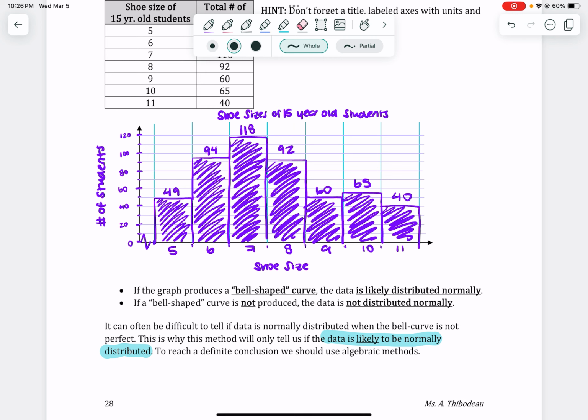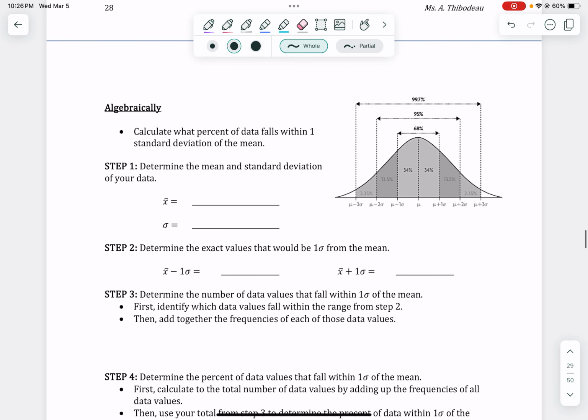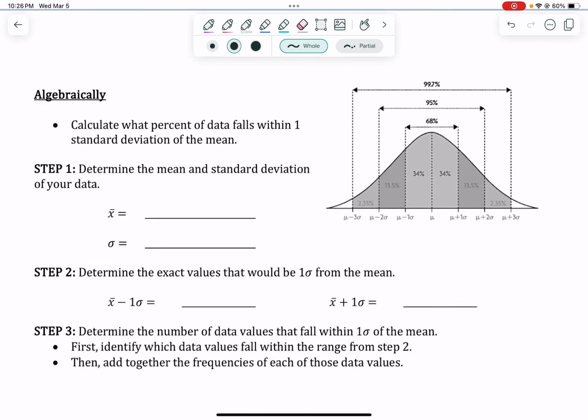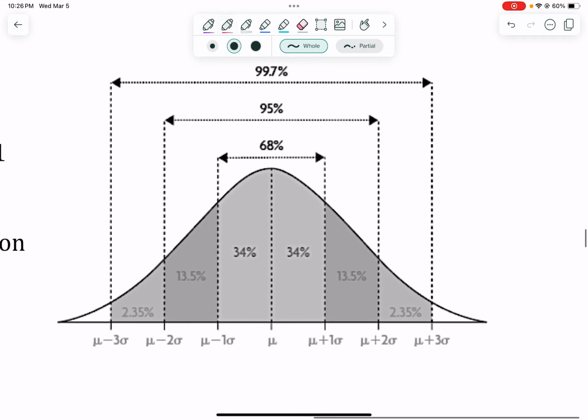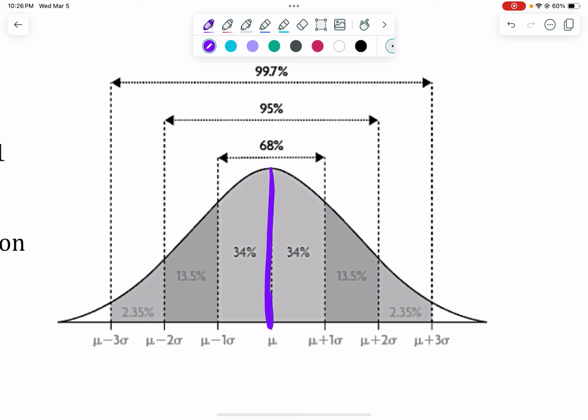So, graphically isn't the best solution. What is the best solution is algebraically. And before we talk about how that algebraic process looks, let's remind ourselves of the 68, 95, and 99.7% rule. Now, in a normally distributed curve, I know that the mean should exist pretty much in the middle. And that mean can be represented with an x-bar, which we use most often, or this mu here.